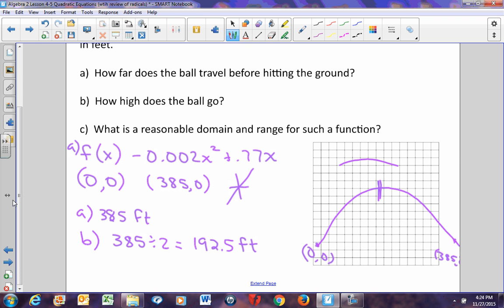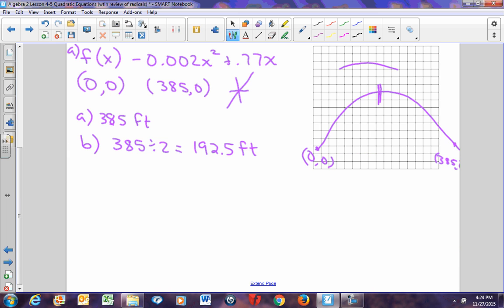Sorry, excuse me. You're going to get 192.5 feet. Now we need to solve for y. It's not going to be 192.5 feet tall; that's the x value. This is where my x is going to equal 192.5. I need to find how high it was when x was 192.5. To do that, we're going to find y when x equals 192.5.